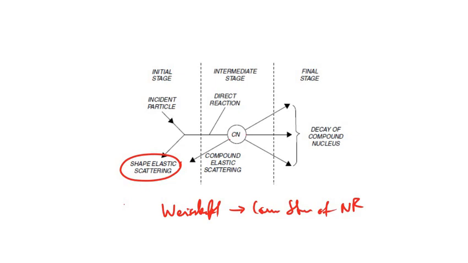And what will you call it then? It behaves like an elastic scattering. However, this has happened after the formation of compound nucleus. So to distinguish it, we call it compound elastic scattering. And then we talked about the various possibilities of direct reaction. So this is the different channel. So I wanted to highlight the difference between shape elastic and compound elastic scattering.